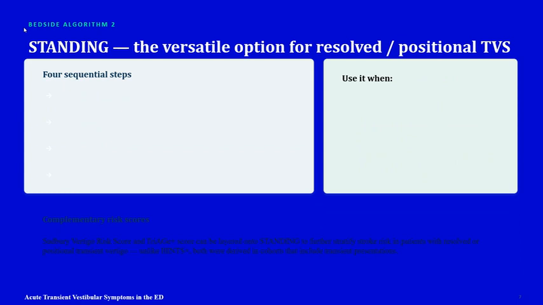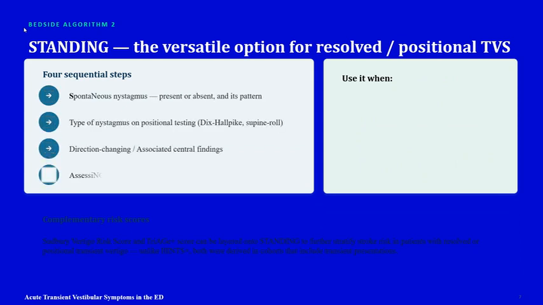So the bedside algorithm 2, the STANDING, the versatile option for resolved or positional TBS, has 4 sequential steps: spontaneous nystagmus, present or absent, and its pattern; the type of nystagmus and positional testing, that is the Dix-Hallpike and supine roll test; direction changing or associated central finding; and assessing the gait, the ability to stand or walk unassisted.